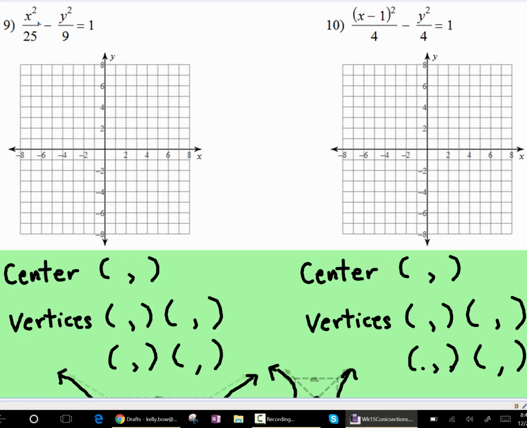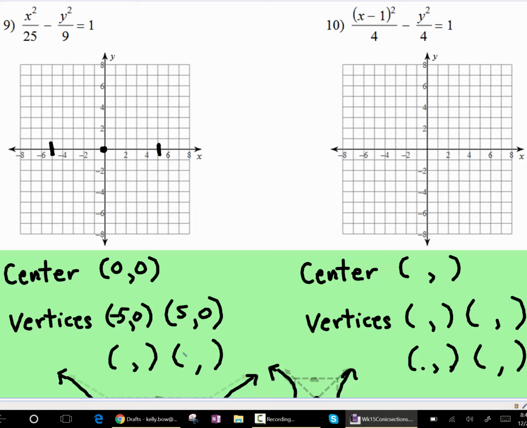So notice we have an x squared minus y squared, and there's nothing with the x's and y's to shift it, so the center will be at 0, 0. And then we do the same thing like the ellipse. We take the square root of 25, which is 5. So we're going to go left and right 5, which means the vertices there are -5, 0 and +5, 0.